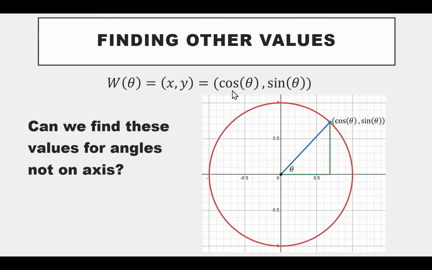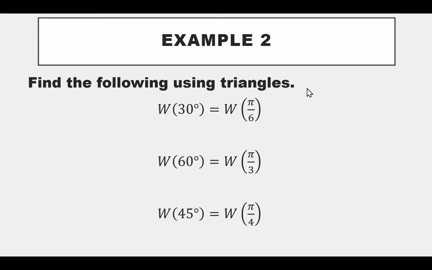Now, those values for cosine and sine were fairly straightforward to find because we knew they were along the x and y axis. So what if we want to find some other angle, some angle that is not along the x-axis or the y-axis? Can we find these values for angles not on one of the axes? And it turns out we can in a lot of different ways. One way we can find wrapping function values, which are going to be cosine and sine values, is to use triangles. We can do that with 30 degrees, which is pi over 6 radians, 60 degrees, which is pi over 3 radians, and 45 degrees, which is pi over 4 radians.